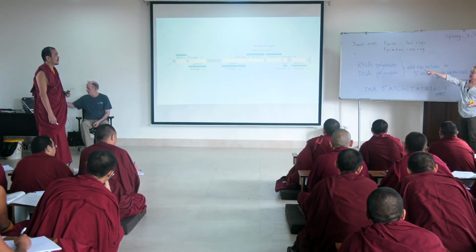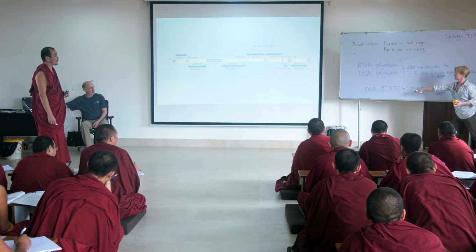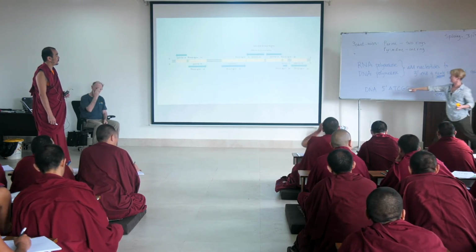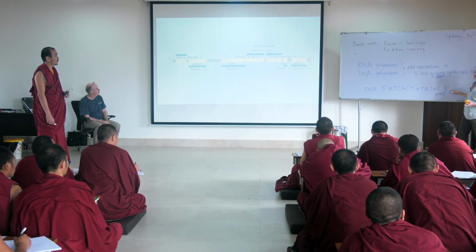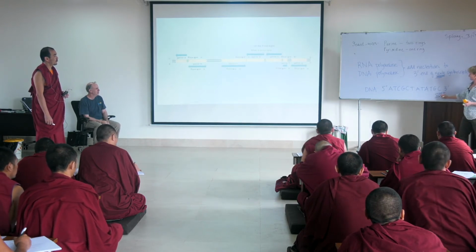So if we do a simple example of what's going on in that top DNA strand, which is running 5' to 3', this is the start of the gene.